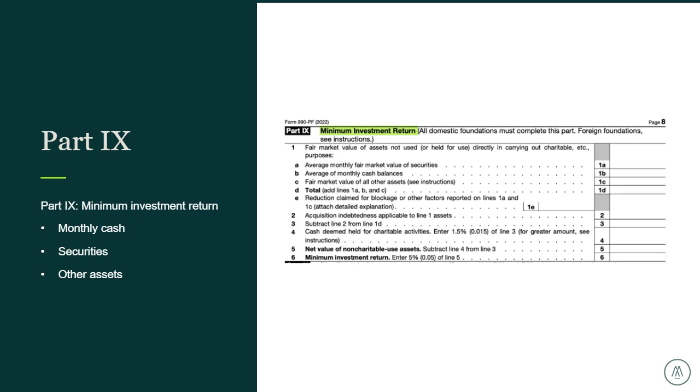explanation supporting that. So finally, we get to the minimum investment return, and that's the 5% of the net value of non-charitable use assets. So in general, you hear people say, oh, the distributions have to be 5% of assets. Yes, but there is a bit, as you can see, that goes into the calculation of what that 5% is taken of.